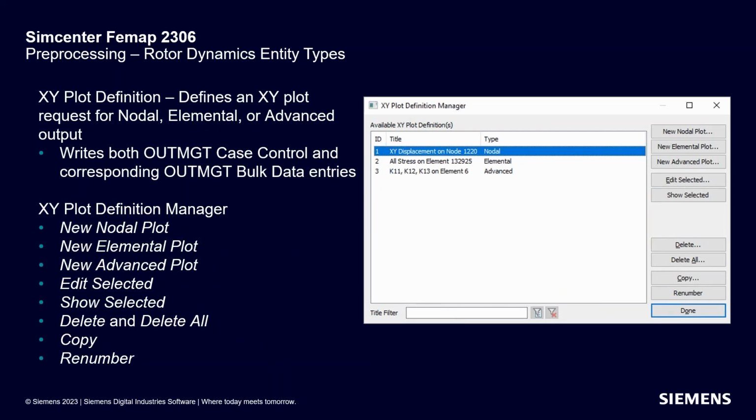One of the interesting things about the XY plot definition is that it allows you to request nodal, elemental, or maybe more advanced input or output. So there's actually a manager for managing which plots you're actually requesting from Astron. I felt this was a pretty neat method for maintaining the different requests that you're making from the Rotodynamics solution, and then making sure that it's post-processed into a format that you can use in Femap as well.